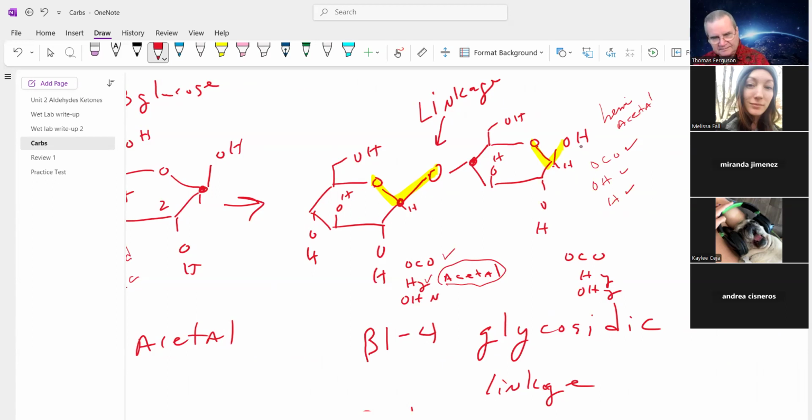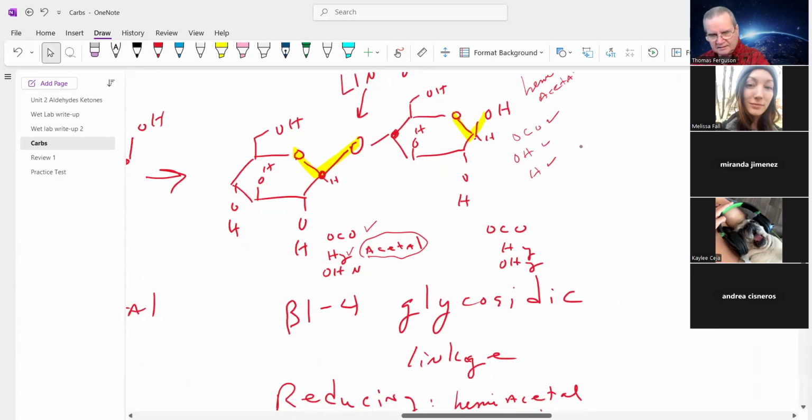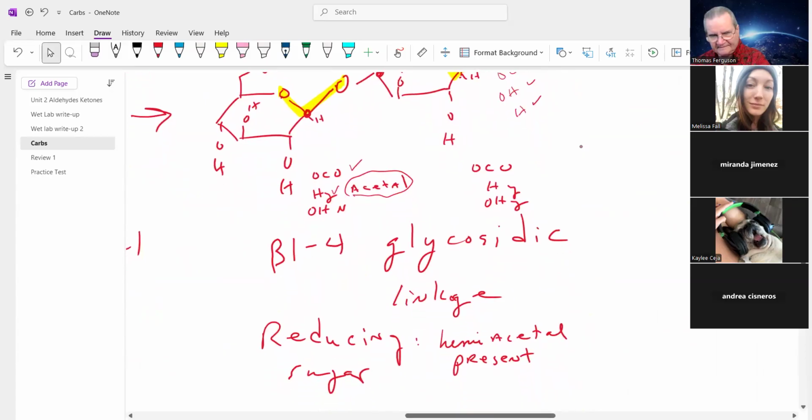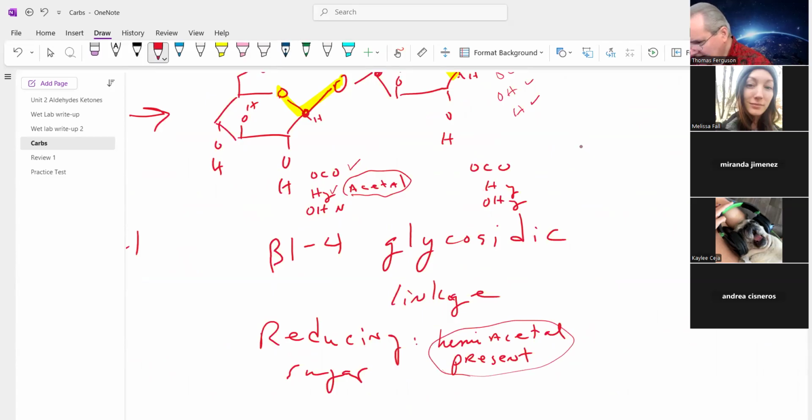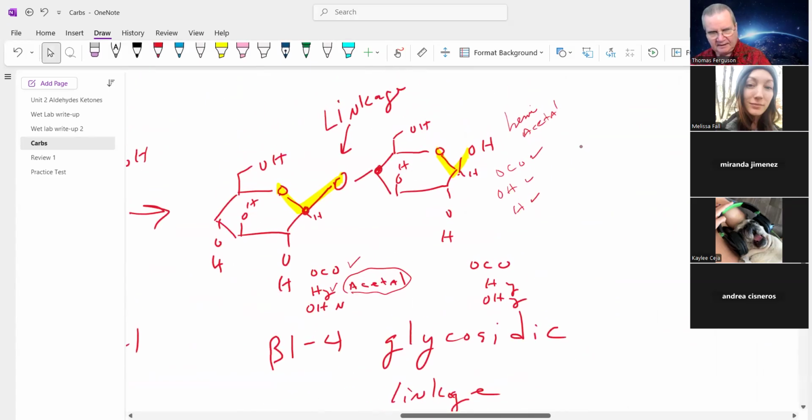So the question is, is this a reducing sugar? So if a hemiacetal is present, it opens up to an aldehyde, meaning it's a reducing sugar. This has one of each. It has a hemiacetal here on the right and a full acetal on the left. So this part doesn't open up.